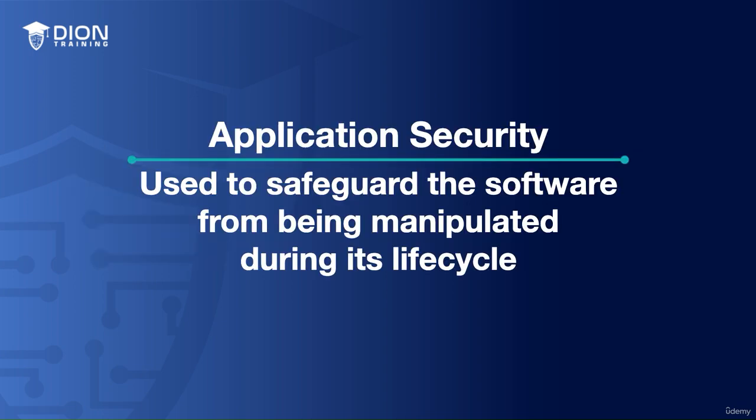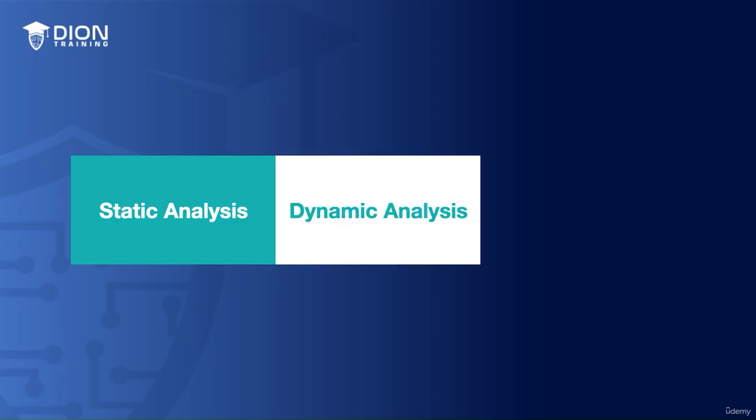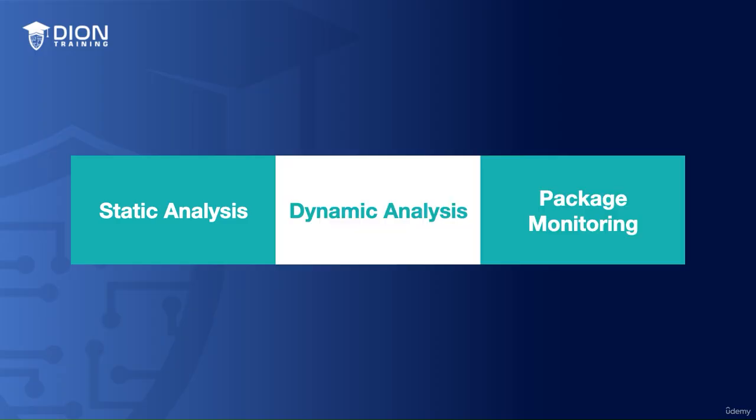Now, second, we have application security. Application security is used to safeguard our software from being manipulated during its lifecycle. At its core, application security techniques are going to be used to ensure that any custom software that our organization develops is going to be free of vulnerabilities within its codebase. To do this, we perform static analysis, dynamic analysis, and package monitoring of our custom applications.